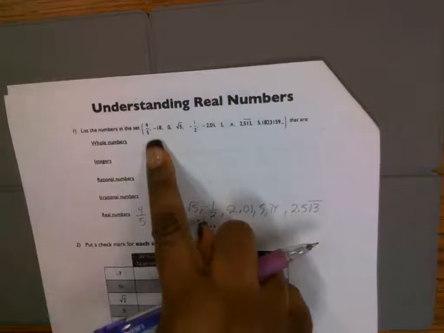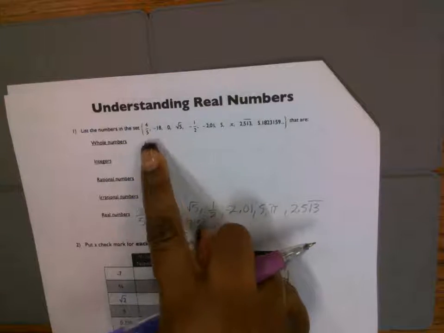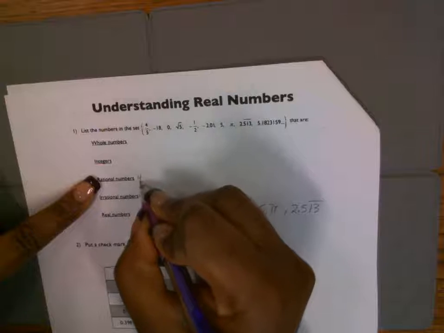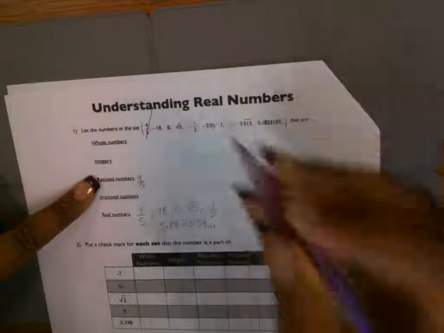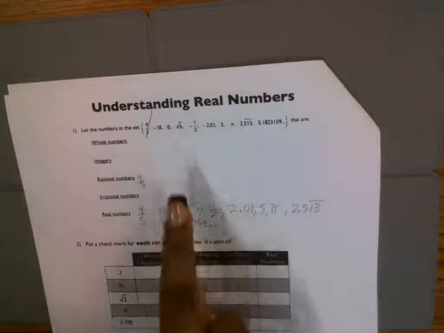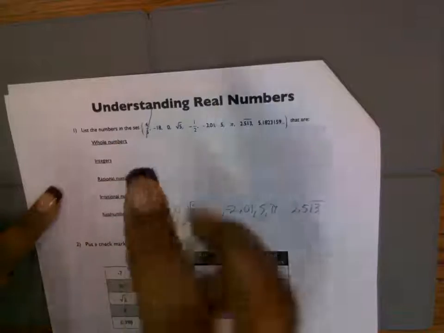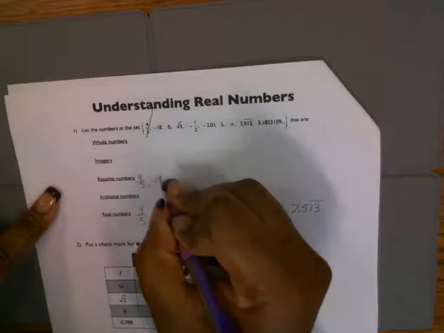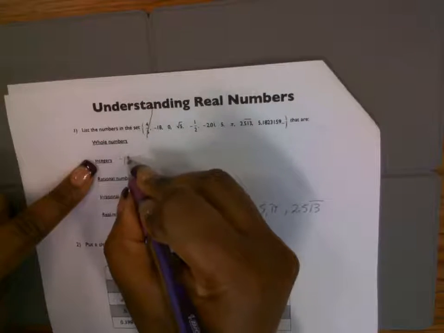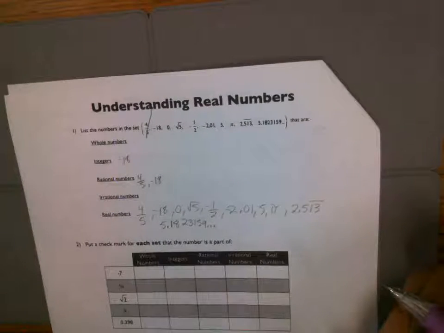This first number is a real number, but it's also rational because it is a fraction itself. So we got 4/5 is rational. Mark that out because that's all it is: real and rational because it's a fraction. -18 is real. It's also rational because you can write it as a fraction. And it's also an integer, -18. It is not a whole number, okay? So that's it.